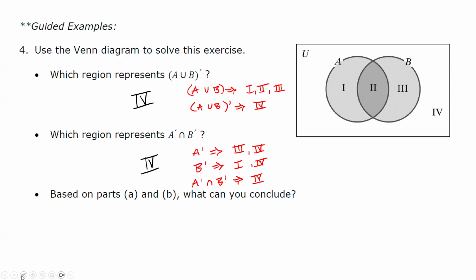Okay. So based on the parts A and B, what can we conclude? We can conclude that the complement of the union of A and B equals the complement of A intersect with the complement of B, because they both represent region number 4.